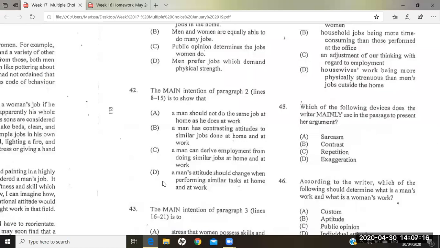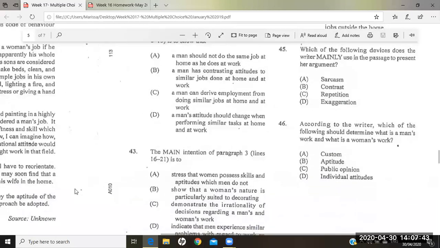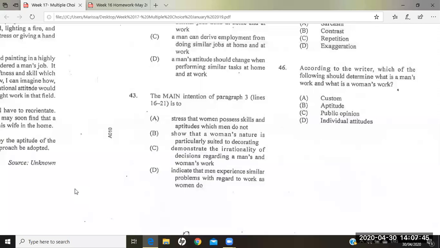So 42, Sanjay is saying D. Not D. Try again. Very good. Honey, I said, yes, Sandra, the answer is B. A man has contrasting attitudes to similar jobs done at home and at work. Contrasting meaning opposite. So he has different attitudes, right? At work, he would do something, and then when he has to do the same thing at home, his attitude would change. It would be the complete opposite. So 42 is B. 43, the main intention of paragraph 3 is to do what?